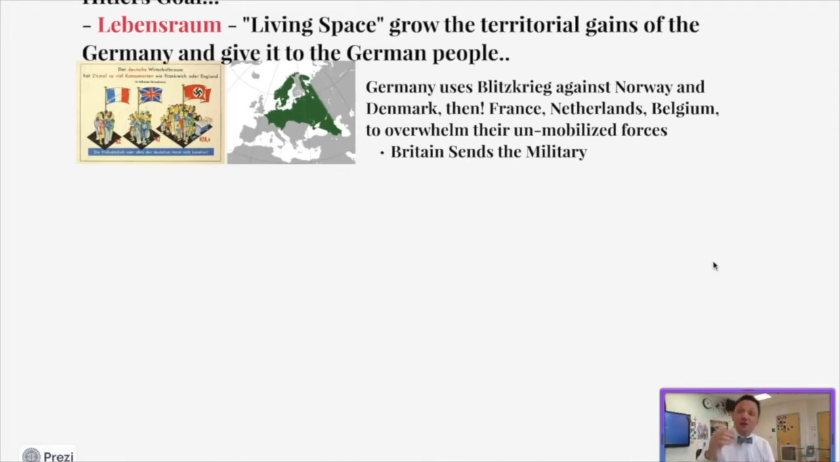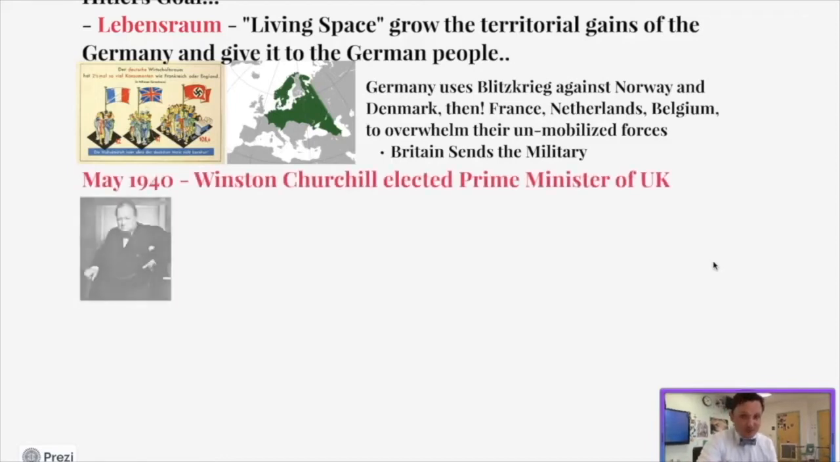So the Germans are going to use the Blitzkrieg against Norway and Denmark. Then they're going to use it against France, the Netherlands, and Belgium. And they're going to overwhelm their unmobilized forces, okay? But in May 1940, a big thing happens. Winston Churchill is going to be elected as the Prime Minister of the United Kingdom.